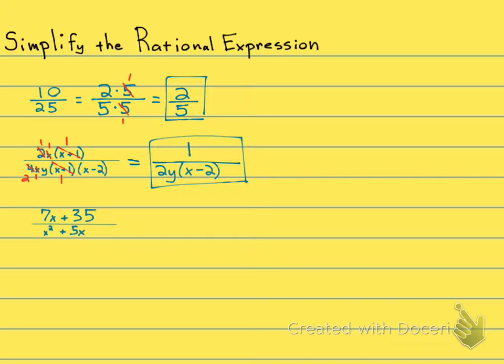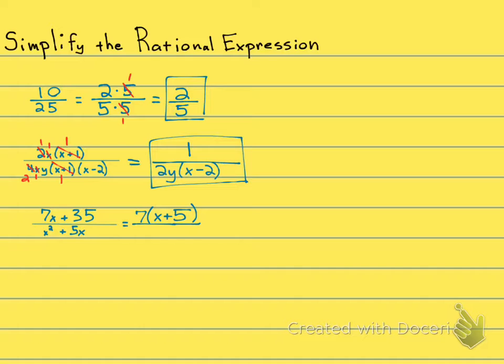Now let's look at the third problem. The third problem is not factored for me. This numerator is not factored. This denominator is not factored. So I'm going to need to factor it. To factor the numerator and denominator, I'm going to use my best friend, the greatest common factor. Look at this. What can I divide out between these two terms? What goes into this term goes into this term. And the answer is a 7. When I divide a 7 out, I'm going to be left with x plus 5.